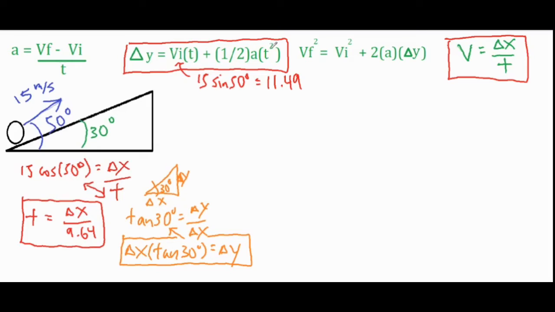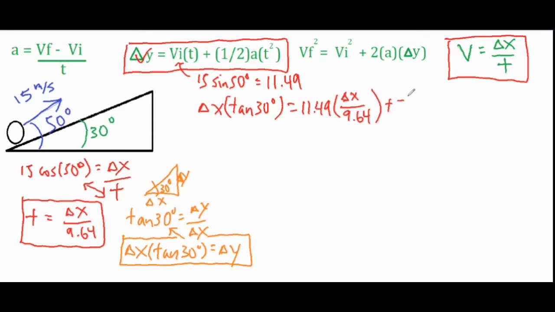In addition, we always know that the acceleration due to gravity is negative 9.8. Okay, so I'm already going to put some of my substitutions in as I'm writing it out. So instead of delta y, I'm going to use this over here that I have in orange. So I'm going to put in delta x times the tangent of 30 degrees. Okay, and then that covers my delta y. And then we have v_i, which we just said is 11.49 times t. And then t is delta x over 9.64. So I'm going to take care of that substitution as well.